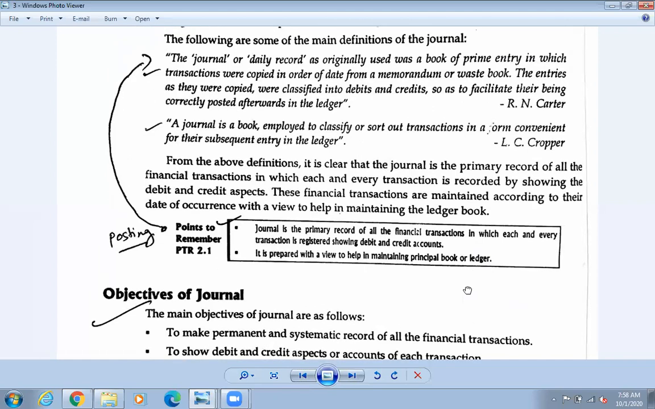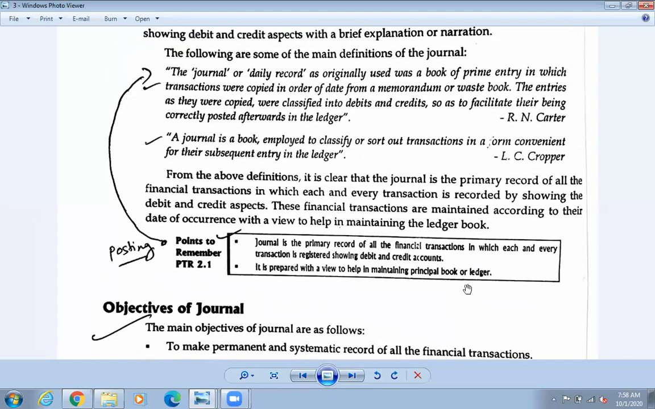How it is made, that we are going to learn after this chapter. Okay, that is also easy. So let us learn about the journal entries now. First of all, write this definition, the first one. Write this first definition: Journal is the primary book, up to credit account.